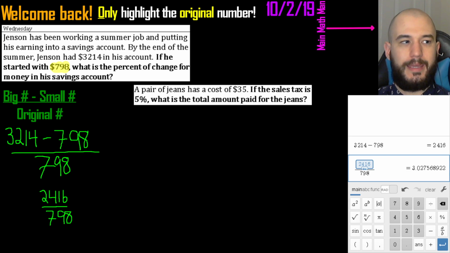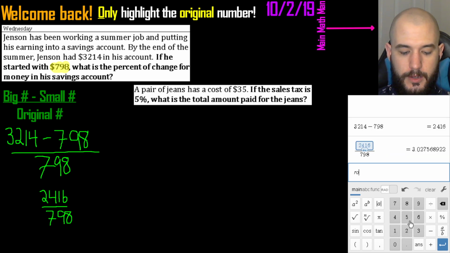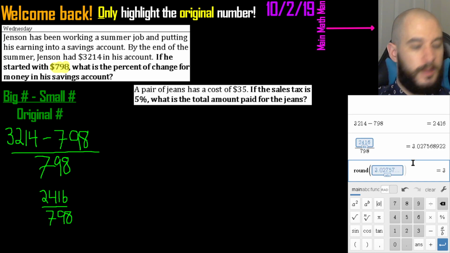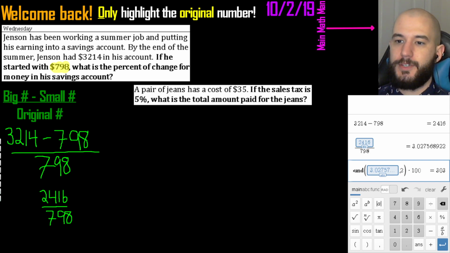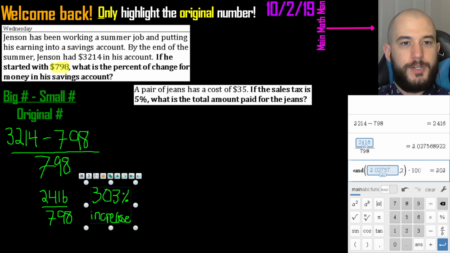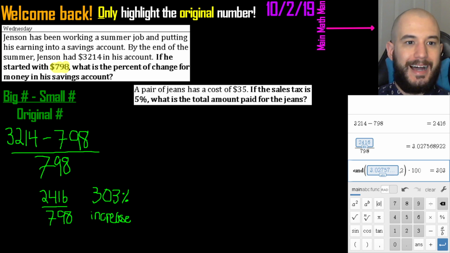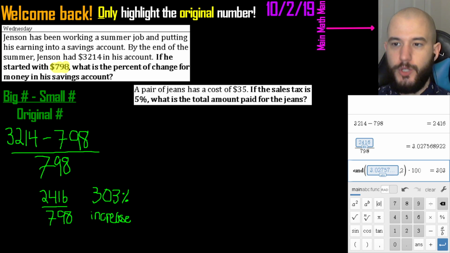You have to change this to a percent, and you want to round to the nearest percent. So I want to round my previous answer to the second decimal place, and then do times 100. Real simple. So my answer is going to be 303% increase, because we're going from that original amount of 798 to the bigger amount of 3,214. Make sure you have that in for yourself and keep up.